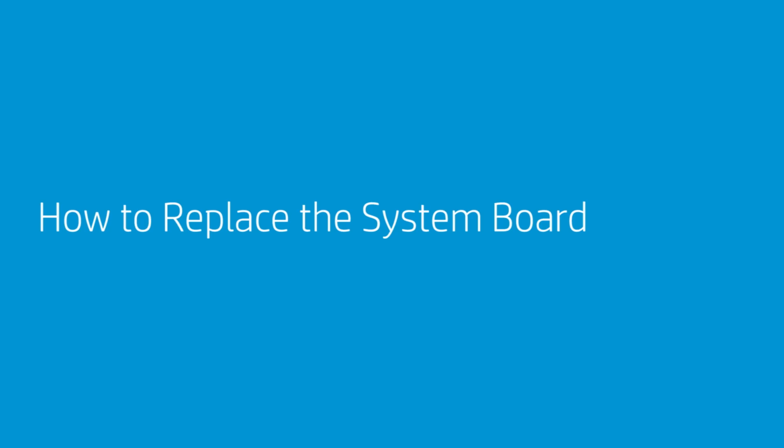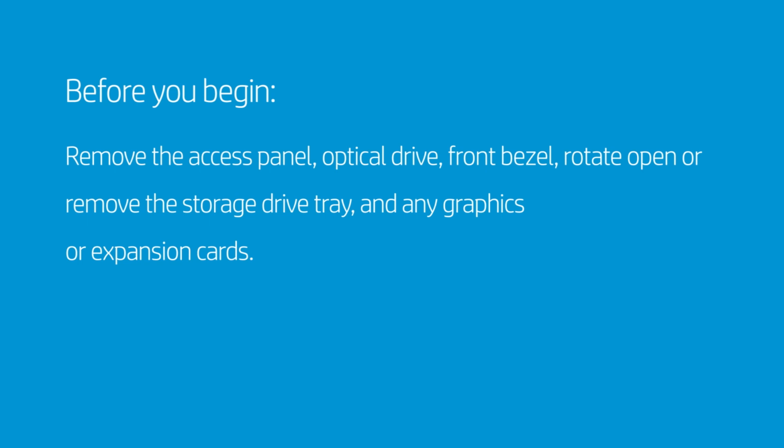How to replace the system board. Before you begin, remove the access panel, optical drive, front bezel, rotate open or remove the storage drive tray, and any graphics or expansion cards.